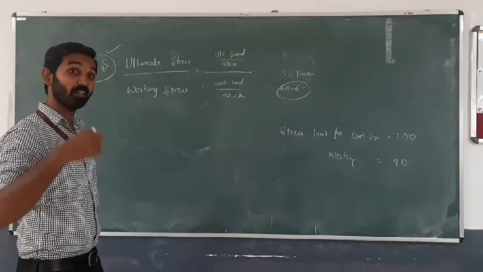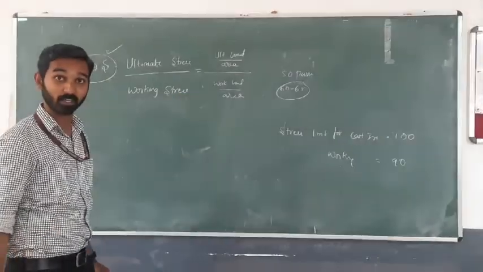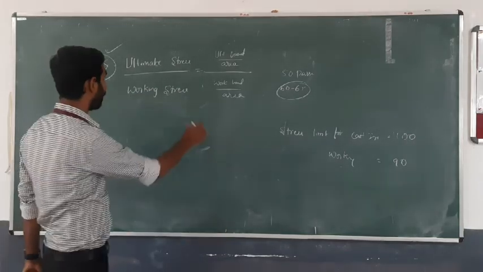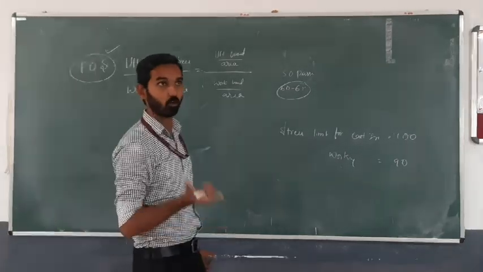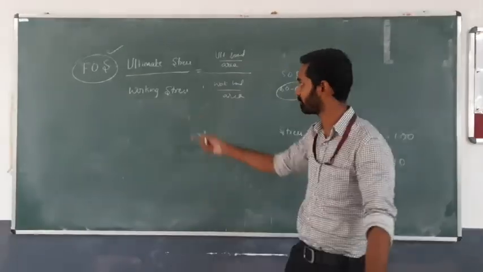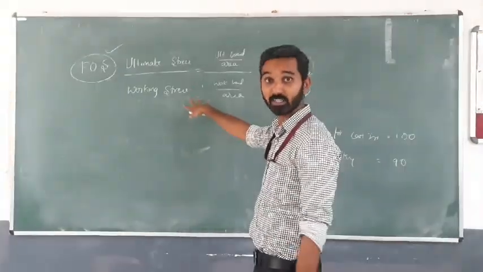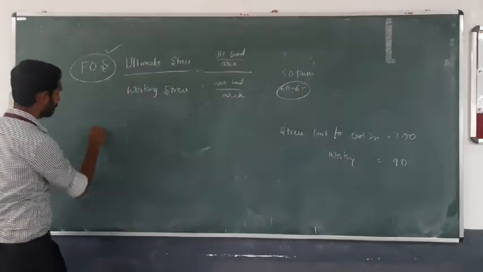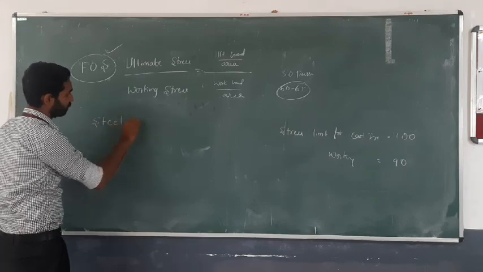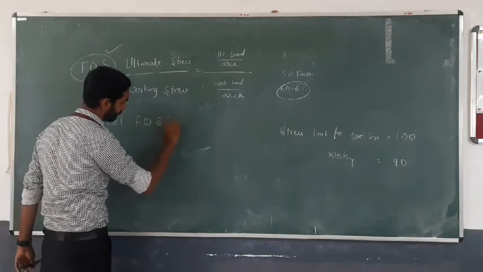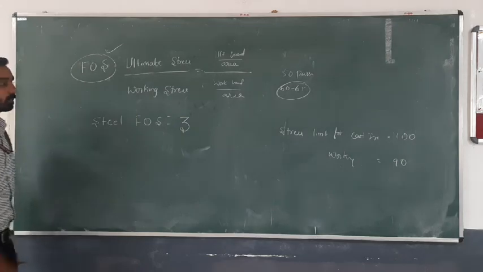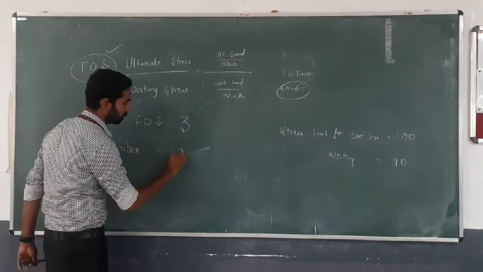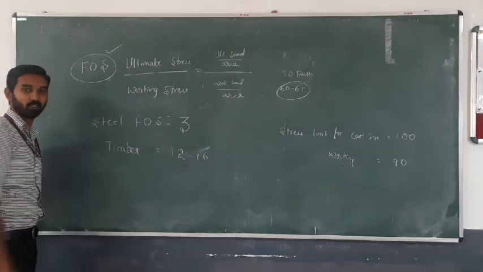Ultimate is nothing but the complete threshold limit of that particular material. Working stress is nothing but, while working practically, how much load can be taken, how much work should be done from this particular material. Ultimate stress is a threshold limit. So for example, for steel, the factor of safety is 3. For timber, it is around 12 to 16, depending on the timber.